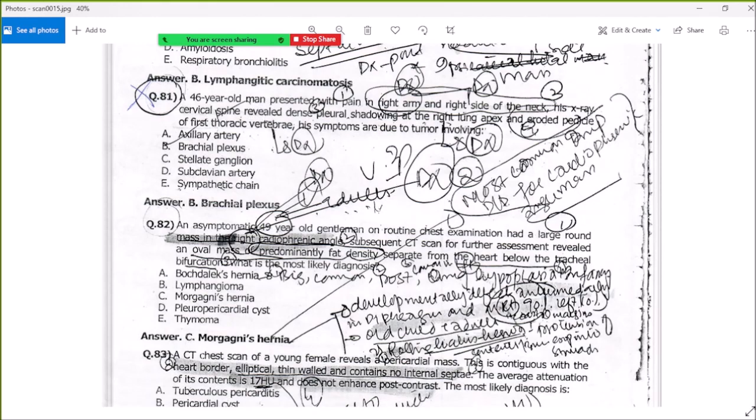Question 81. A 46-year-old man presents with pain in the right arm and right side of the neck. His X-ray cervical spine revealed dense pleural shadowing of the right lung apex and eroded pedicle of the upper thoracic vertebrae. The symptoms are due to tumor involving the brachial plexus. This is a Pancoast tumor. Shadowing of the lung apex is Pancoast tumor, and it may involve the brachial plexus.